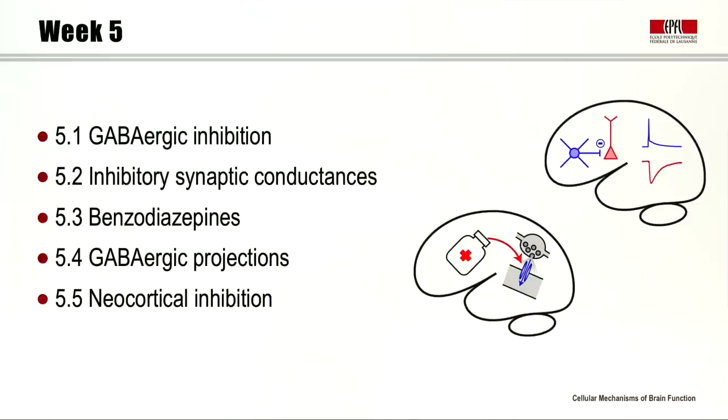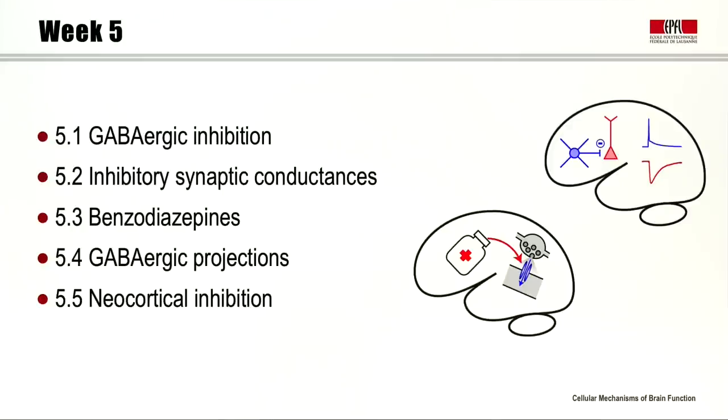Whereas the neurotransmitter glutamate drives excitation of the neurons, the neurotransmitter GABA inhibits neurons. Neuronal networks therefore work through a dynamic process of integrating excitatory glutamatergic signals with inhibitory GABAergic signals. We'll study the synaptic conductances evoked by GABA and some specific neuronal circuits in the brain that use GABA. In addition, we'll introduce the field of neuropharmacology in the context of benzodiazepines, which act specifically at GABA receptors and are widely used as an anxiolytic medication.